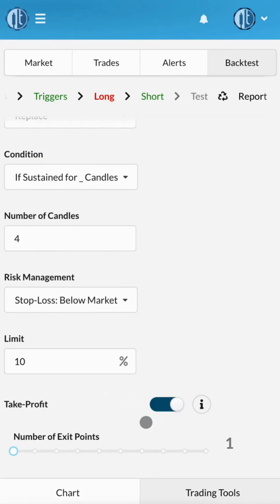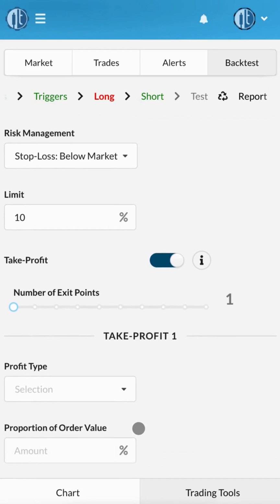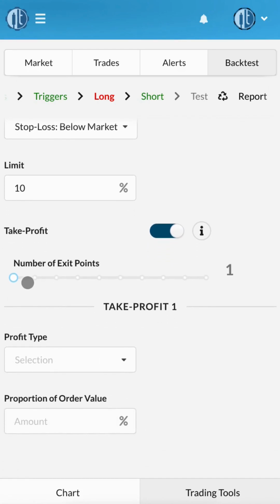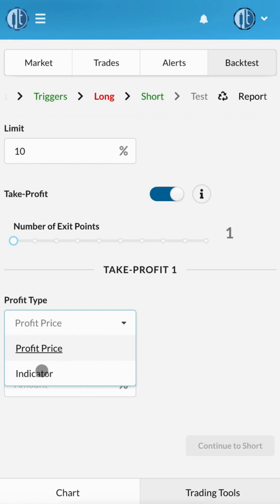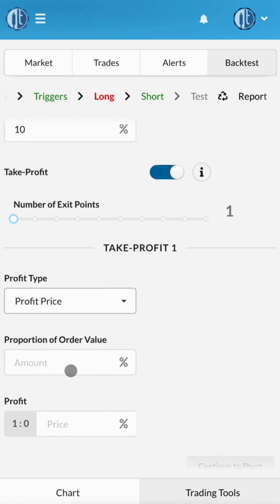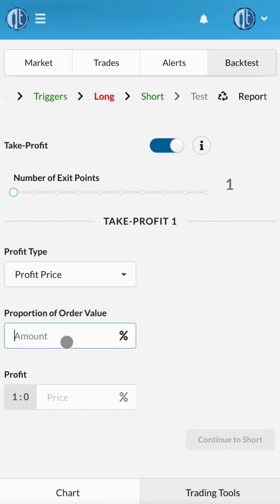Take profits are exactly as the name suggests. These values will determine the price points at which your system should take profits. You can increase or decrease the number of exit points by moving this slider. There are several ways to take profit, including the use of an indicator or by simply entering a profit percentage. The proportion of order value allows you to determine how much of the position you would like to remove, whilst the profit percentage determines the price level at which the profit should be taken.